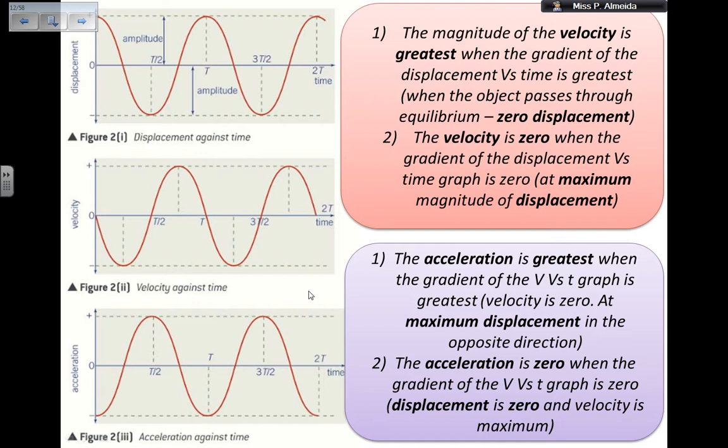And then my acceleration is going to be 0 when the gradient of my velocity time graph is 0. So that happens when the displacement is 0, here we go, and when the velocity is at maximum. Again, of course, there's some milliseconds in between these things, but that's what happens, and the graphs are going to show you very well.